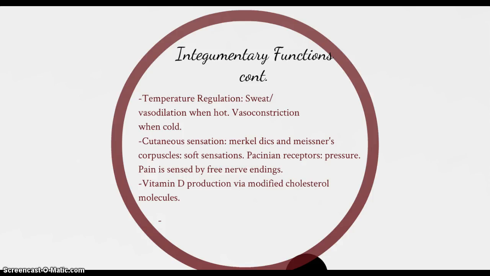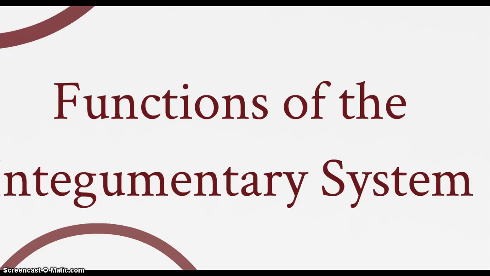Now let's talk about vitamin D production. That's a metabolic function of the integumentary system. Blood flows through the dermis, and when radiation from the sun hits it, there's a modified version of cholesterol in the blood that converts to a precursor to vitamin D, which is eventually converted into vitamin D, which can be used by the intestines to take in calcium.